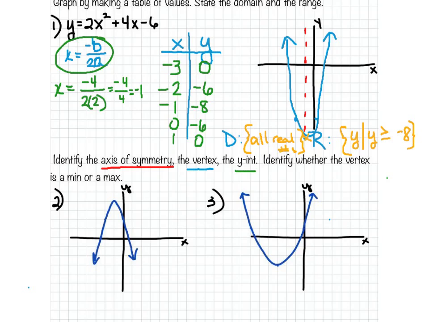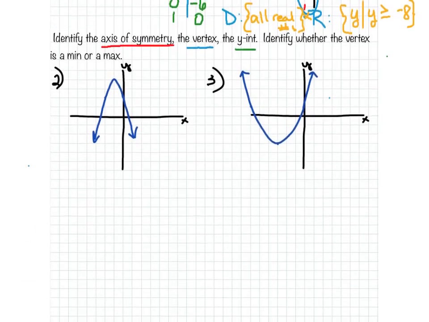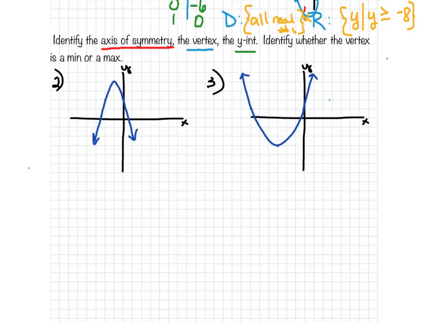Okay, so I've color-coded each of these so that you can see what we're referring to here. The axis of symmetry, recall, is that vertical line that divides the parabola into two mirror images. And I can see that the axis of symmetry is at x equals negative 1. And I've color-coded that in red for you.